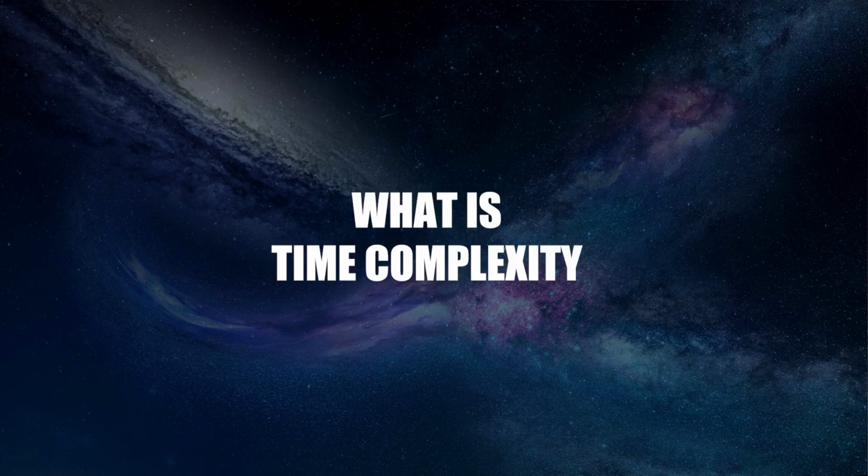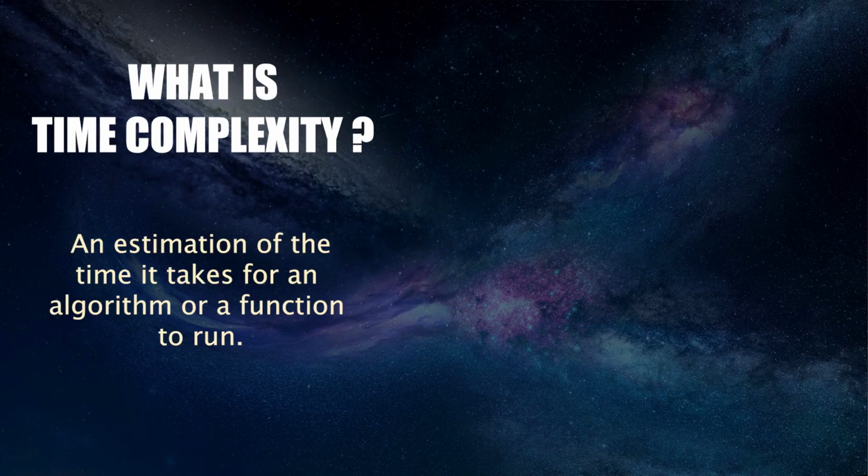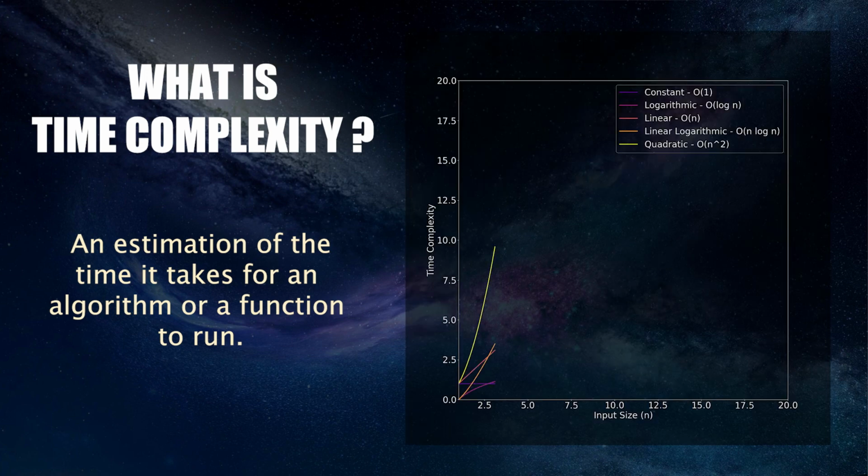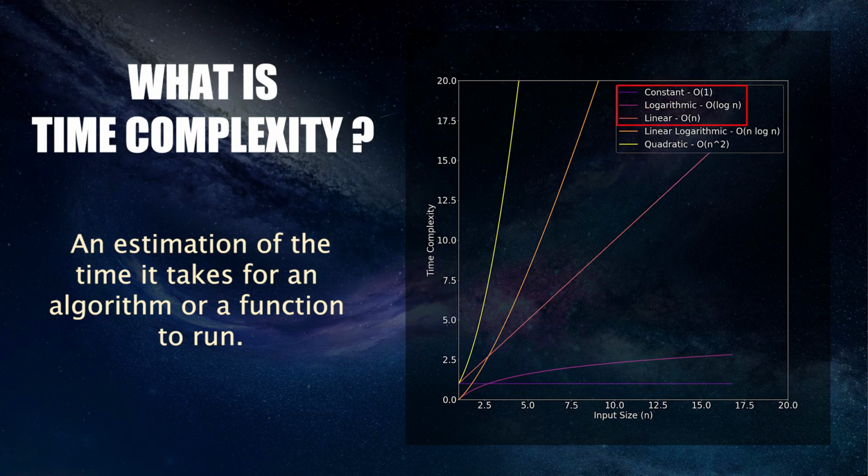So what is time complexity? It's an estimation of the time it takes for an algorithm or a function to run. It's measured based on how the running time increases as the size of the input increases. Time complexity can be constant, logarithmic, linear logarithmic, quadratic, and so on. But today, we are going to tackle these 3 most common time complexities.